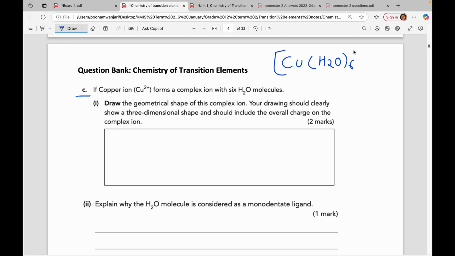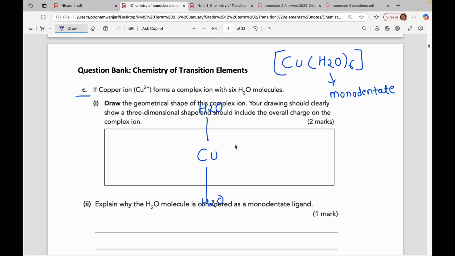Water is a monodentate ligand because it donates one pair of electrons. The charge at the end we will calculate. For drawing the geometrical shape, especially three-dimensional, copper is in the center and it has a 6-coordinate octahedral shape because 6 water molecules are arranged around copper. First, two solid lines indicate the bonds are in the same flat plane as the paper. Here water and here water.